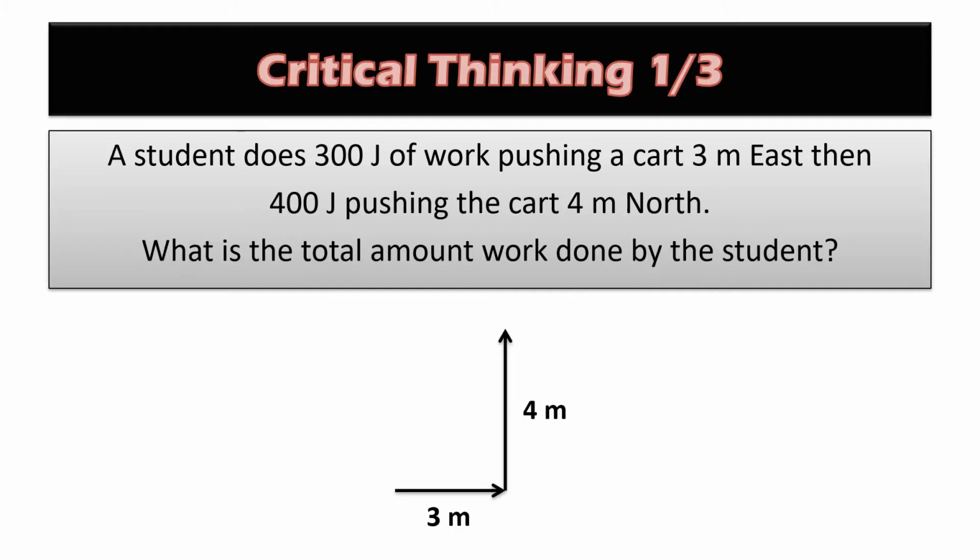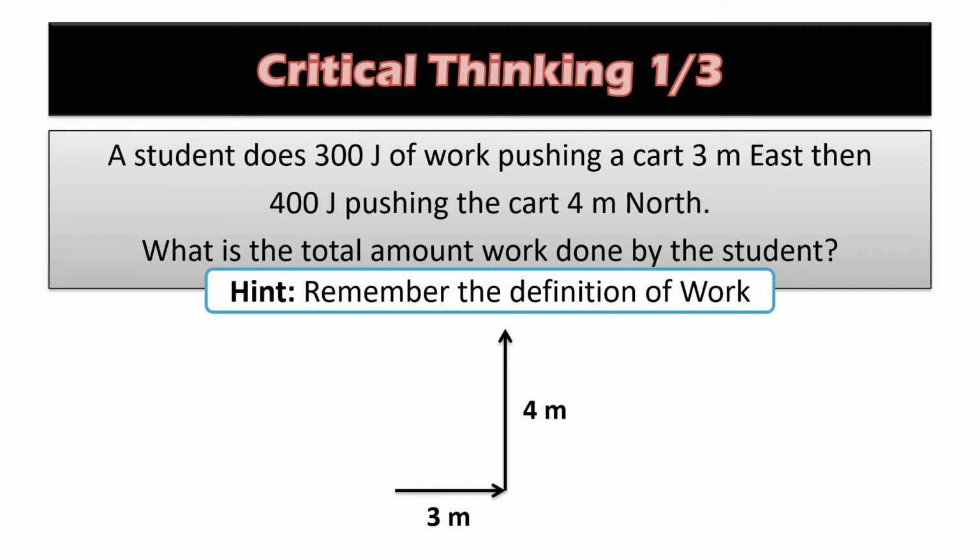So, too easy still, you say. We've seen that before. Critical, I want to try to trick you now. It says critical thinking. A student does 300 joules of work pushing a cart 3 meters east. So there's 300 joules here. And then 400 joules pushing the cart 4 meters north. So they do 300 and then 400 joules of work. This person's doing a lot of work here. What is the total amount of work done by the student? Pause the video and think about it.